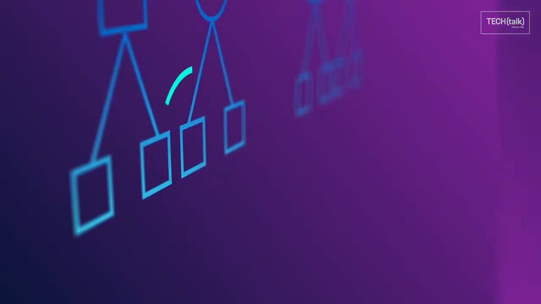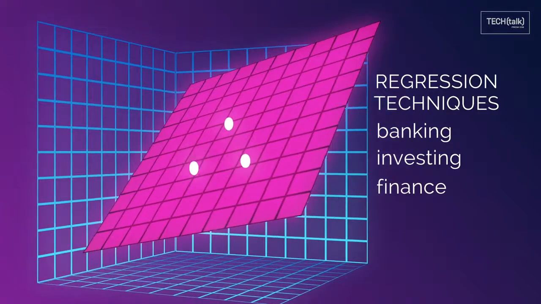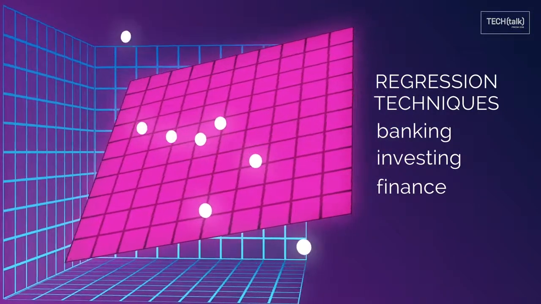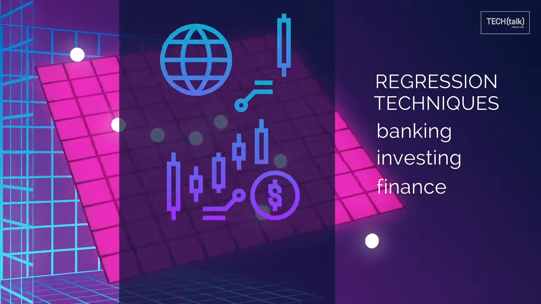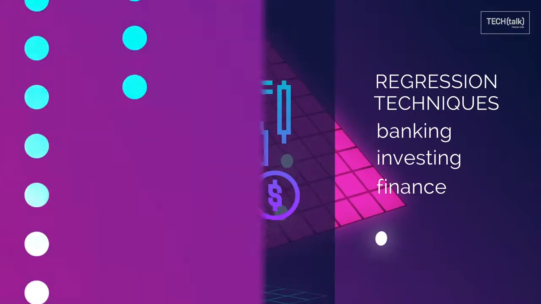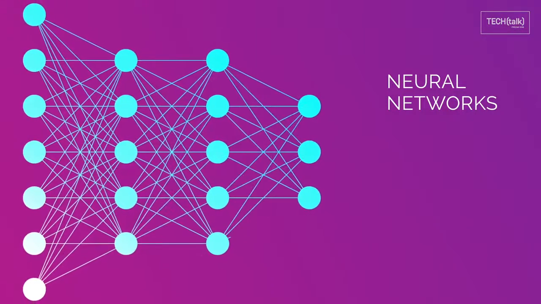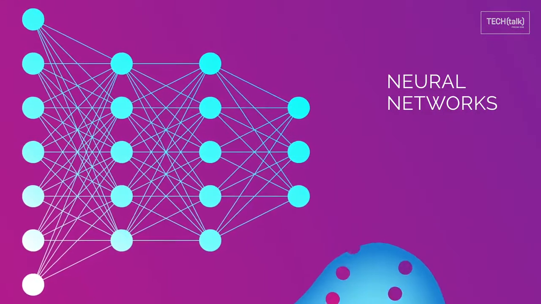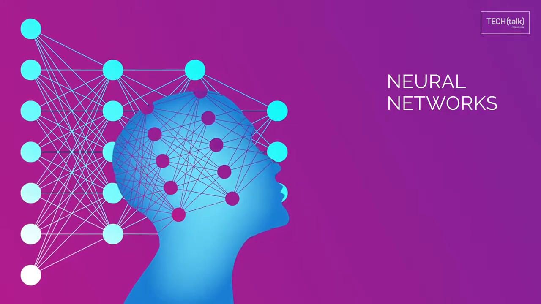Regression techniques are often used in banking, investing, and other finance-oriented models to forecast asset values and help users understand the relationships between variables such as commodities and stock prices. On the cutting edge of predictive analytics techniques are neural networks. Neural networks are algorithms designed to identify underlying relationships within a dataset by mimicking the way a human mind works.